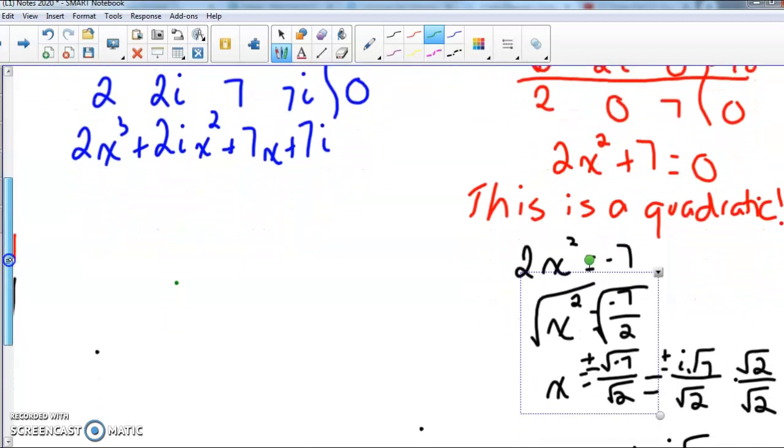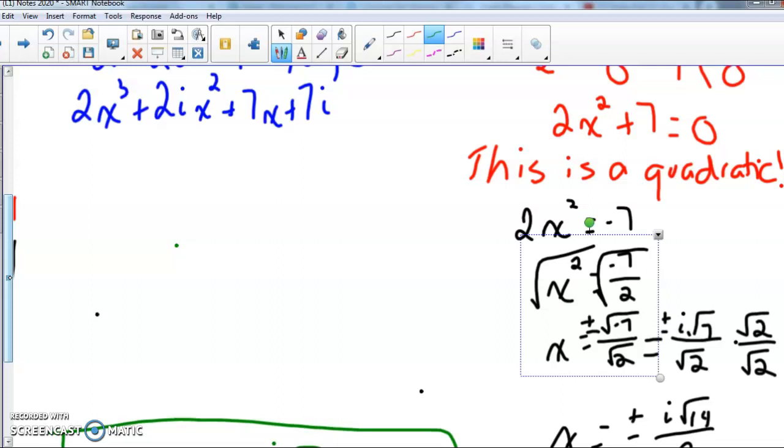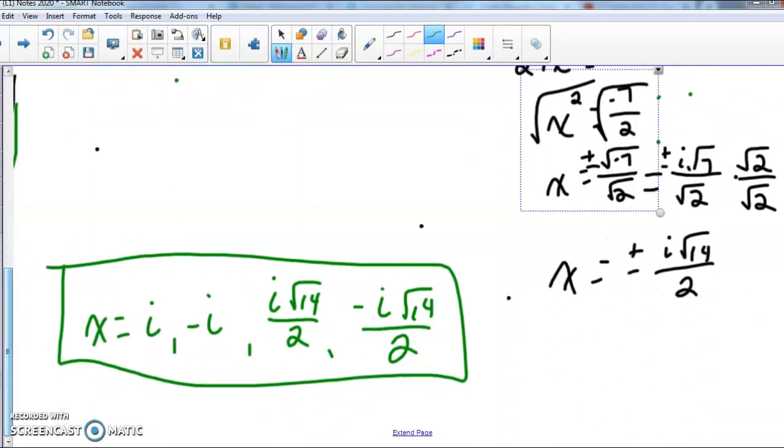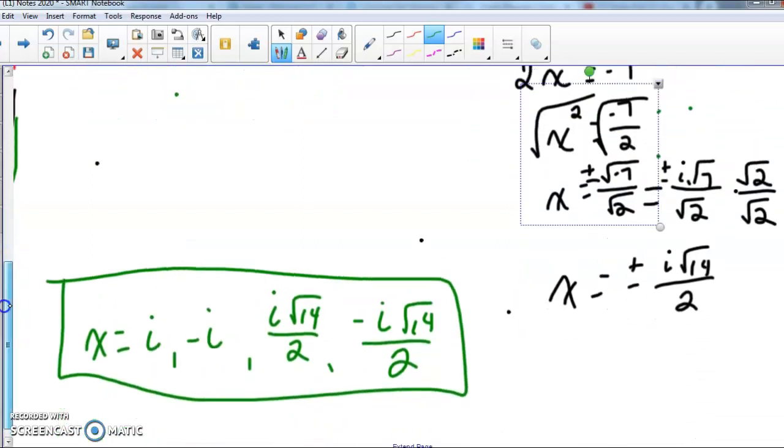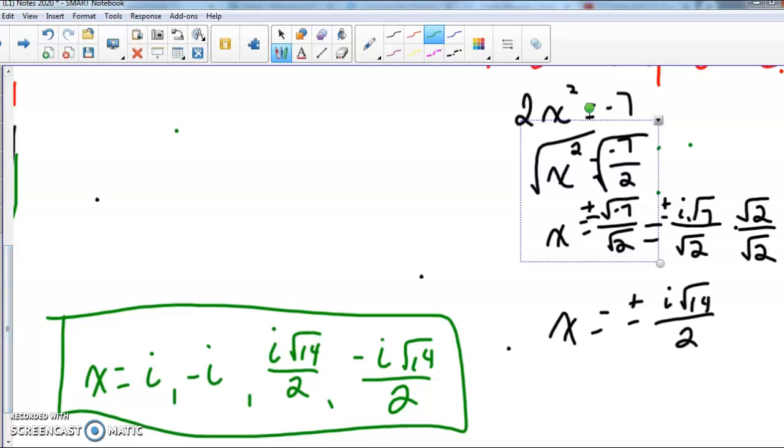Now, quadratics can always be solved with square roots or with the quadratic formula. In this case, I'm trying to get this whole box to go away. Because there was no middle term, I could use square roots, but I had to simplify that radical. So when this was all said and done, my 4 answers were i, negative i, those from the given information, the given answer and its conjugate, and then we got i radical 14 over 2 and negative i radical 14 over 2.